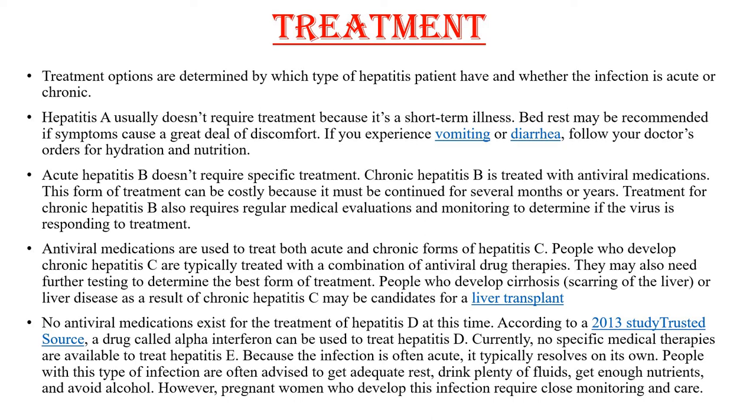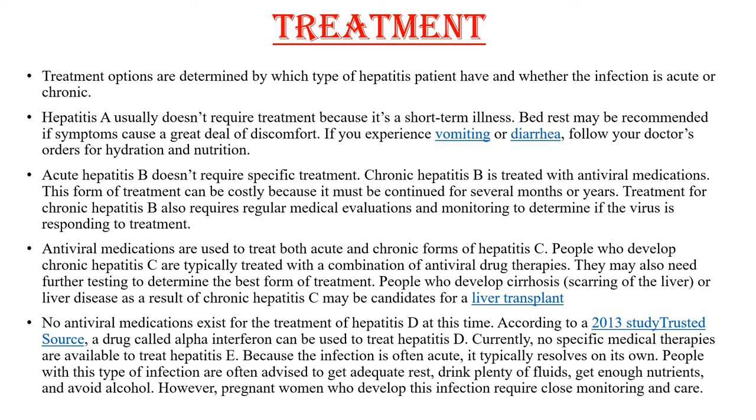Chronic hepatitis B is treated with antiviral medications. This form of treatment can be costly. It must be continued for several months or years. Treatment for chronic hepatitis B also requires regular medical evaluations and monitoring to determine if the virus is responding to that particular treatment.